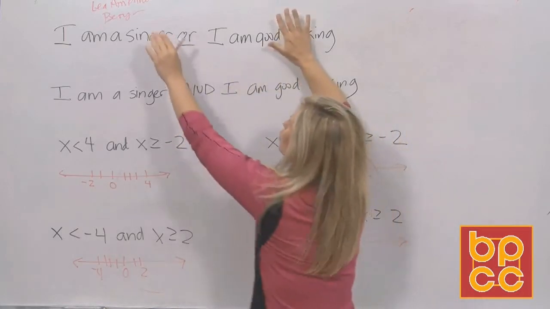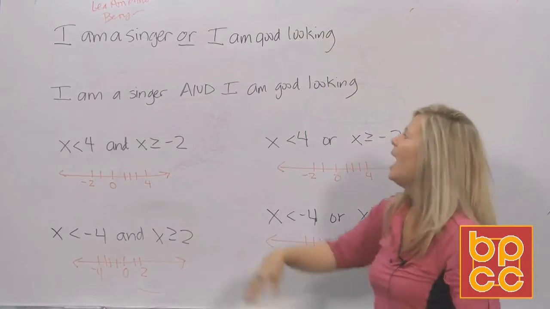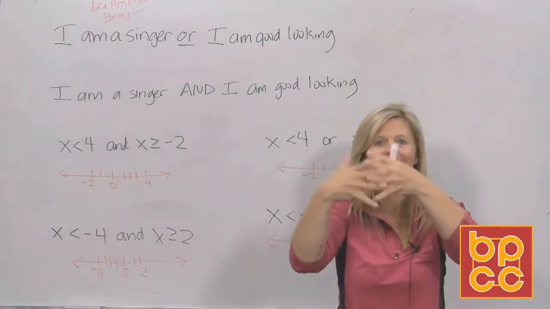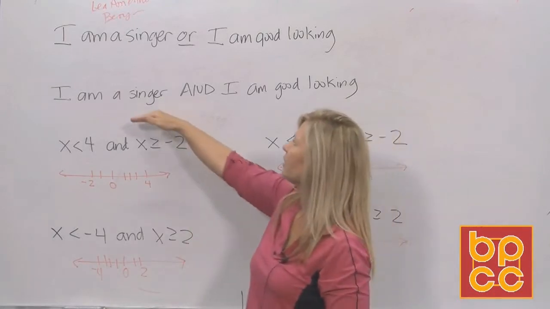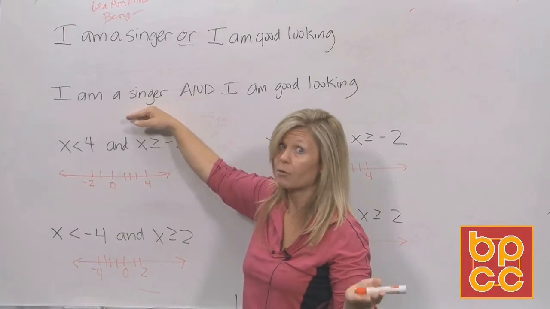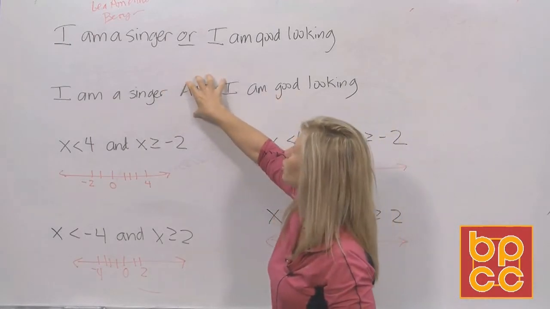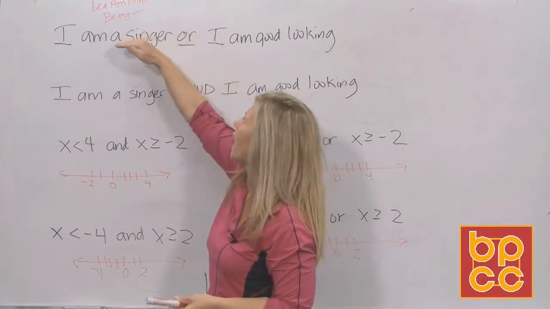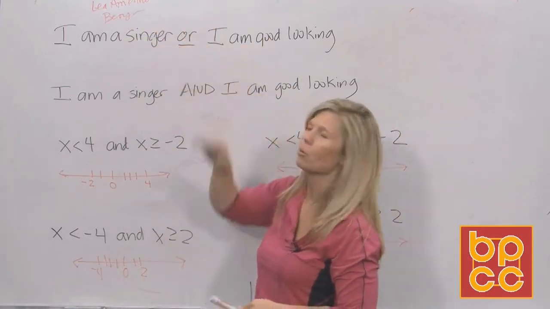Or means two different sets of answers we're going to unite and put together. And means what they have in common. They have something that's intersecting, overlapping in common. You could think of this. I can name a singer like Steven Tyler from Aerosmith, but he is not good looking. So he couldn't be the answer to this sentence, but he could be the answer to this one. I could put I'm a singer, Steve Tyler, or I'm good looking, because it's not implying both.